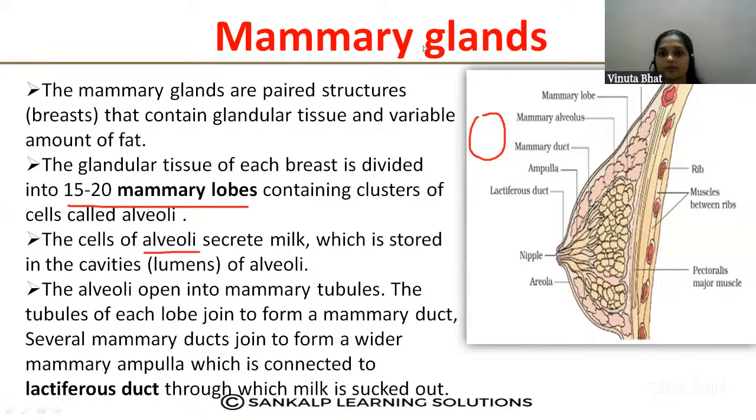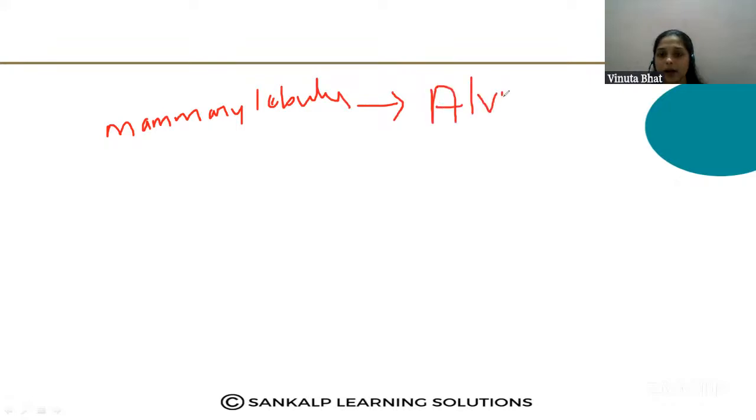See here. First, mammary lobules. Okay. Inside the lobules, you can observe the alveoli. Alveoli are there, right? What do the alveoli do? They are secreting the milk.